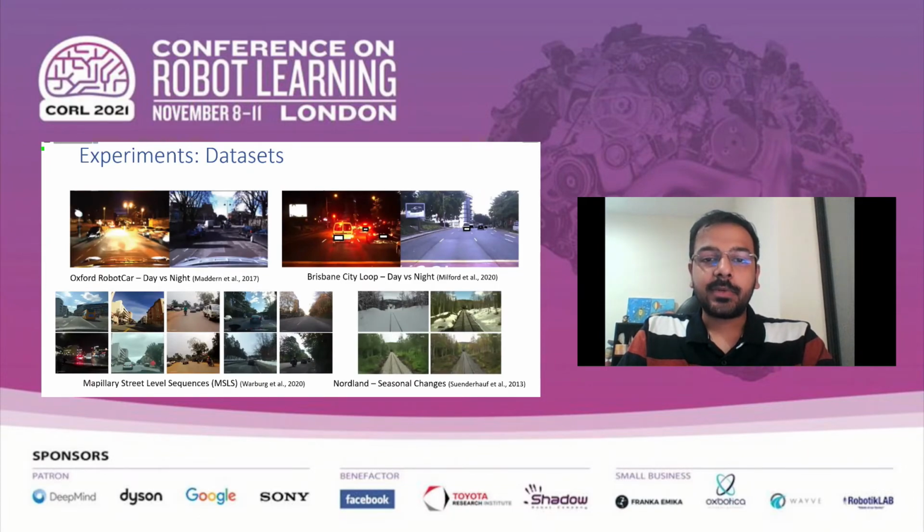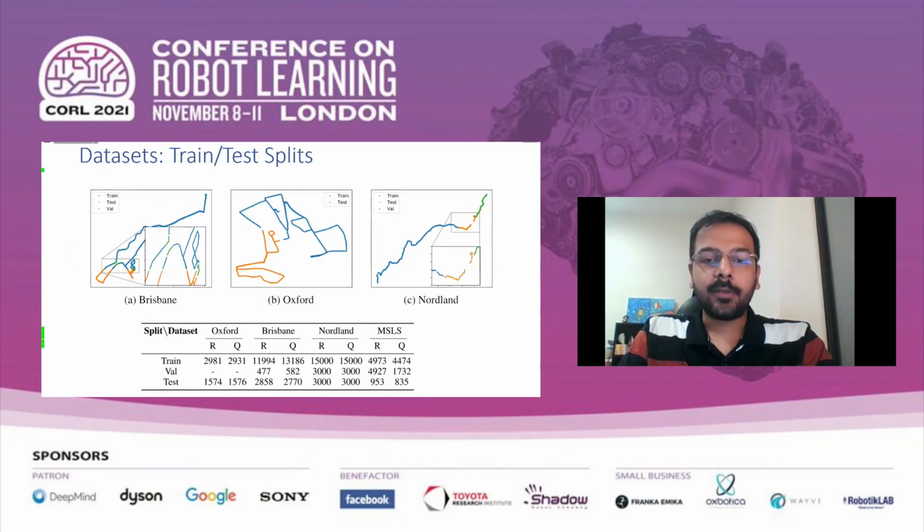In terms of experiments, we considered 4 different data sets. And as you can see here, different pairs of images from different data sets show the level of appearance change, which makes the task harder. And we use a standard splitting regime where for each split for train, test, or validation, we have a unique reference and a query traverse.